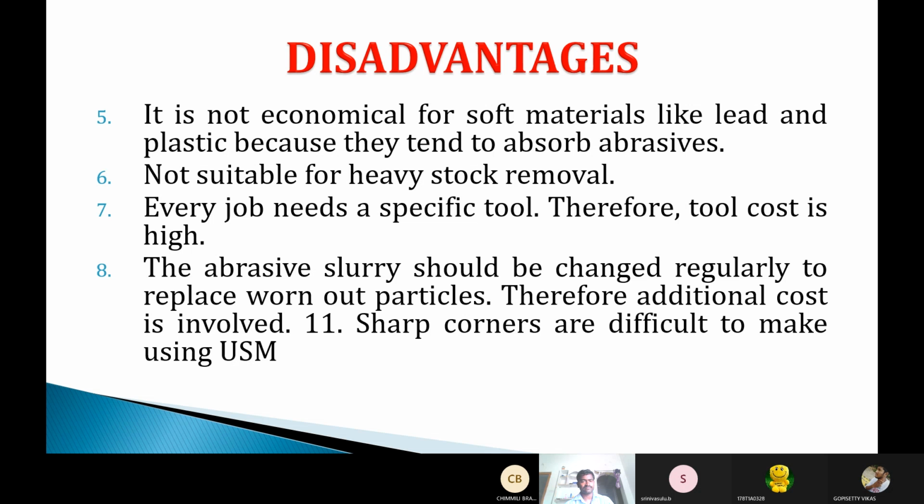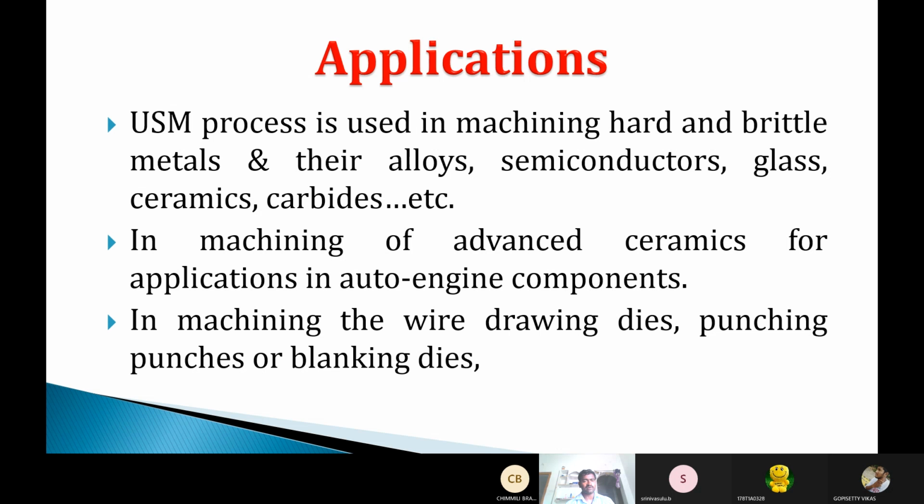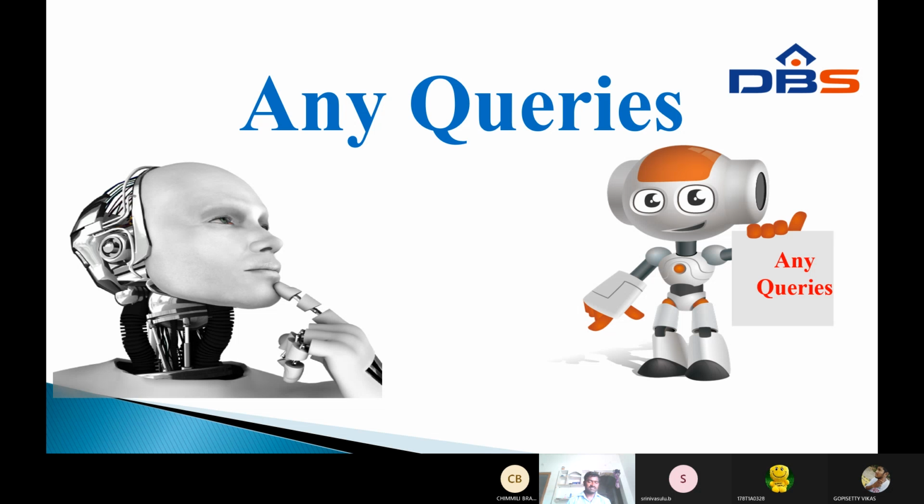Next, applications. These are very, very important. The USM ultrasonic machining process is used in machining hard and brittle metals, their alloys, semiconductors, glasses, ceramics, carbides, etc. These components are manufactured by ultrasonic machining. Next, in machining of advanced ceramics for applications in auto engine components. Next, in machining wire drawing dies, punches and blanking dies. This section is over.